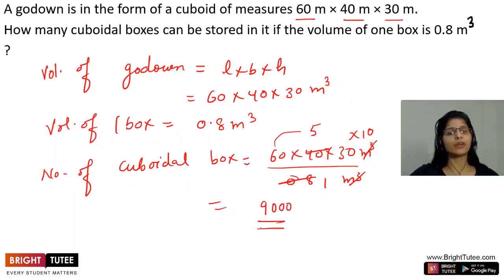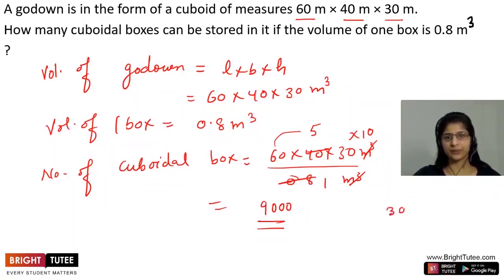So what is the number of cuboidal blocks? Or I say the boxes, 9000 boxes that are in the shape of a cuboid can be placed inside this cuboidal godown. Okay, so we were given the volume of the godown, we can calculate that. Then we have the volume of one box, we can divide the volume of the godown by that, and then we get 9000 as the number of cuboidal boxes. Clear? So let us just solve the calculation again.